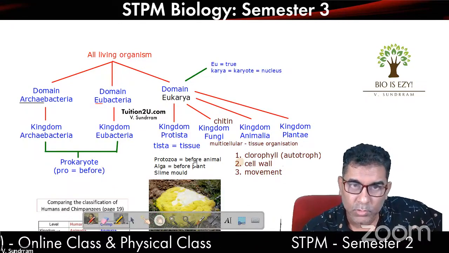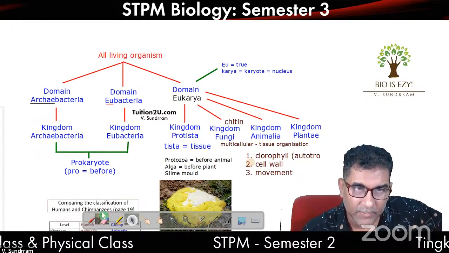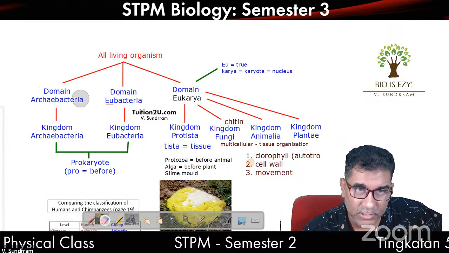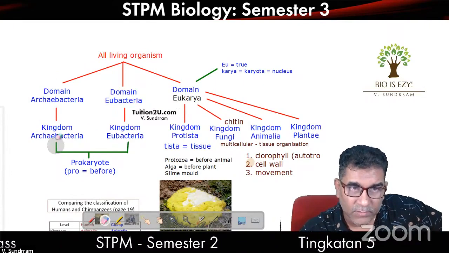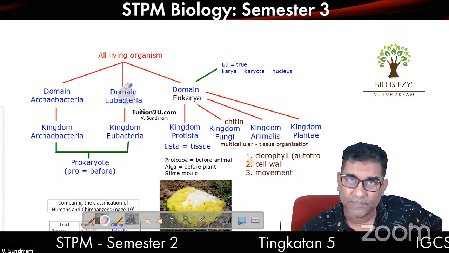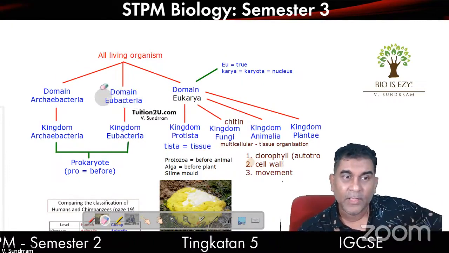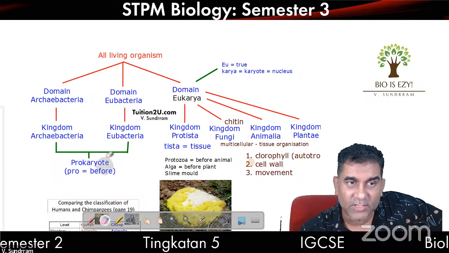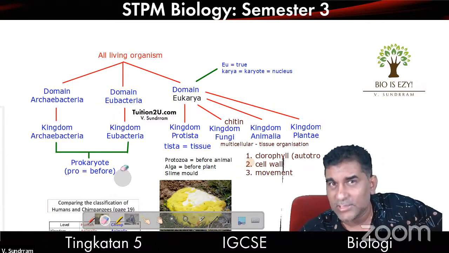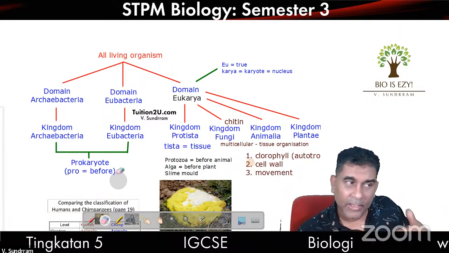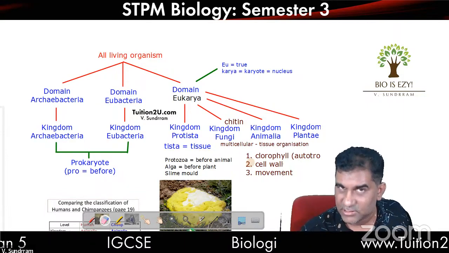All the living organisms, we divide them into 3 different domains. Both of these domains are basically bacteria. In Form 5, bacteria we divide into 2 types, but in Form 6, all of this comes under prokaryote. Prokaryote is basically bacteria, and all the characteristics of bacteria you already learned in semester 1.